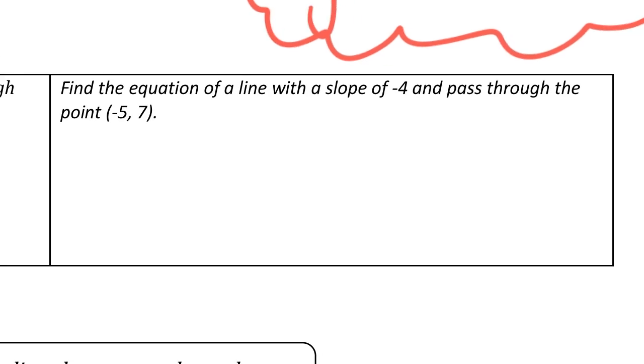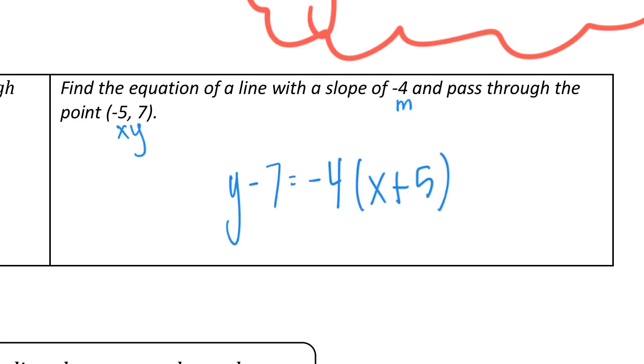Go ahead and give it a shot with this one. Plug in your point, plug in your slope, write it in point slope form. Check yourself. Make sure that you plugged in the slope in front of the parentheses, and when you plug in your x value and your y value, they should have the opposite signs of what they look like in the original point.